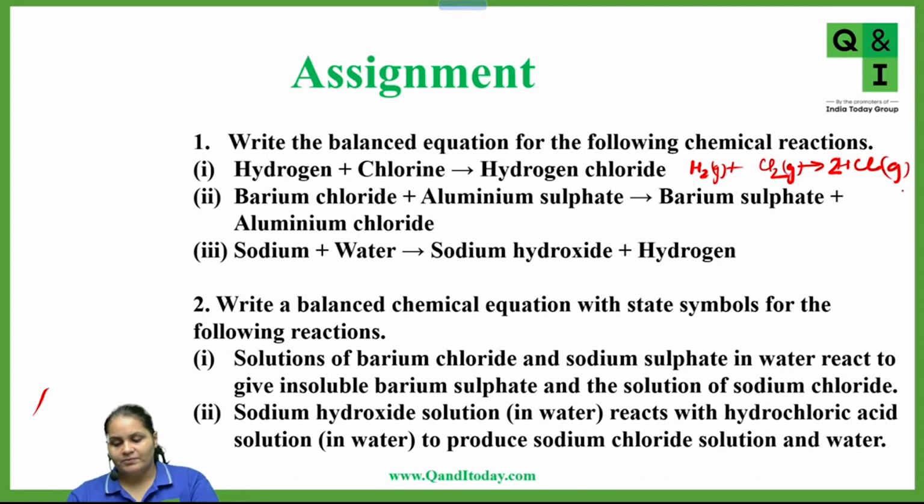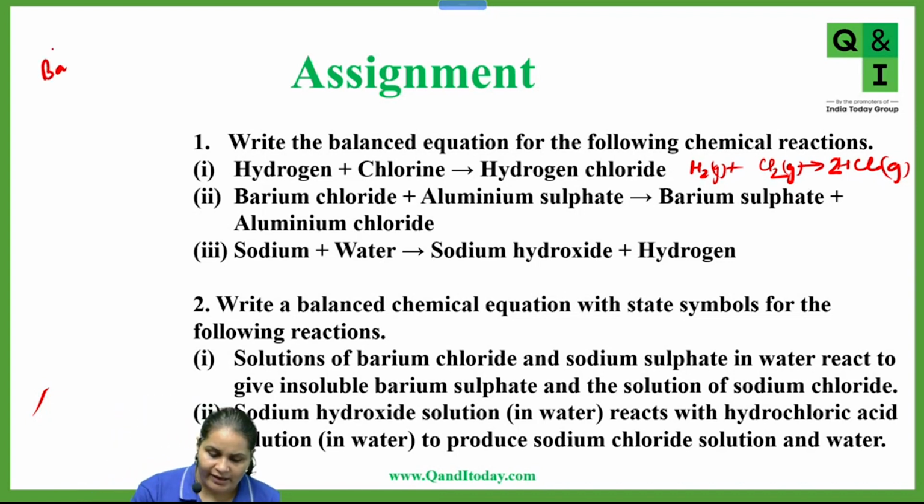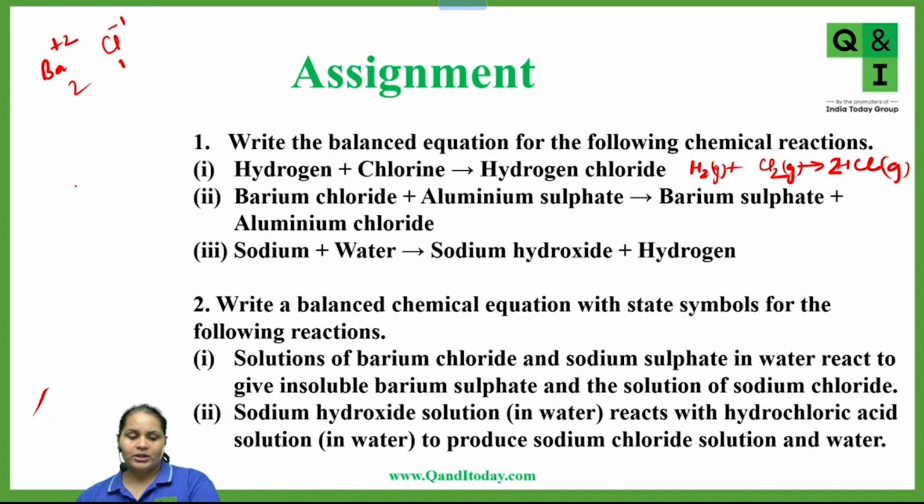Next: barium chloride plus aluminium sulfate gives barium sulfate and aluminium chloride. First of all, what is the formula of barium chloride? Barium has valency 2, chloride has valency 1. So 2, 1. What should the formula be? Exactly, it's BaCl2, plus aluminium sulfate. What should be the formula?